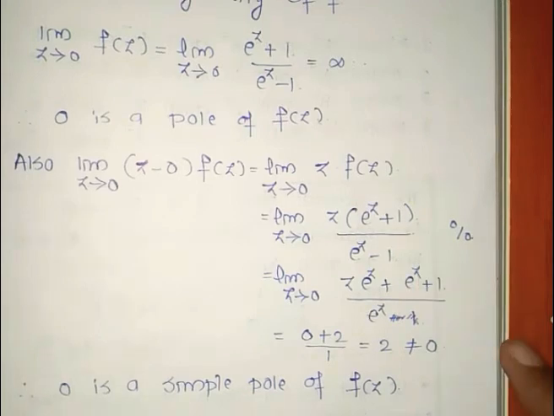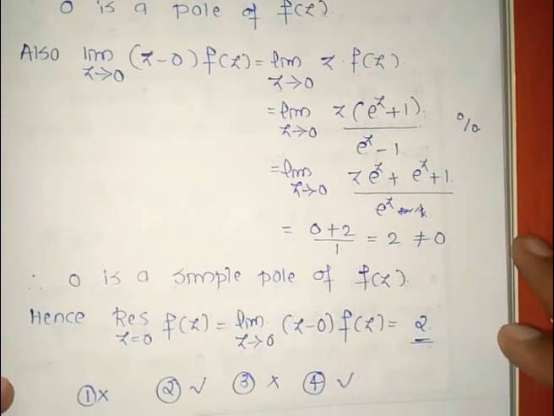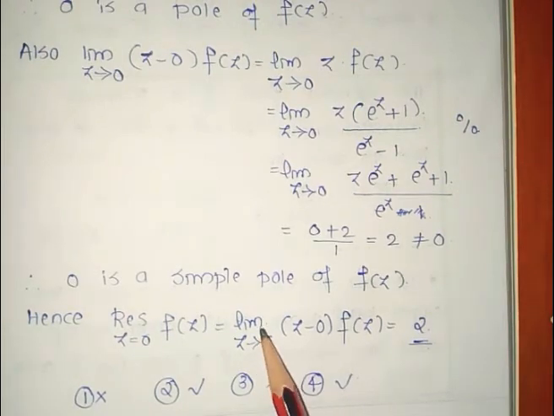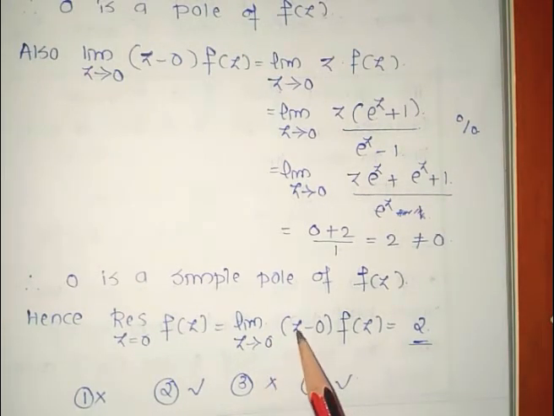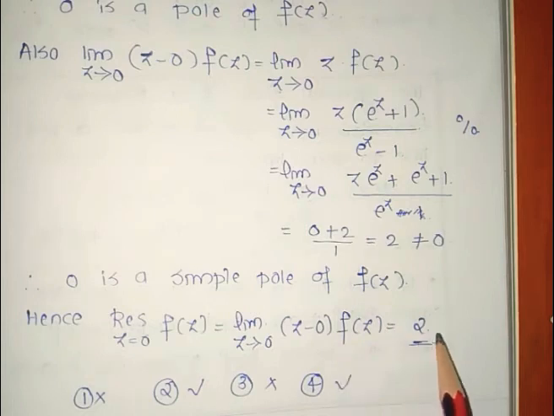So by the above note, we can compute the residue of f(z) at z = 0, which is equal to the limit as z tends to 0 of (z − 0) f(z), which is equal to 2. We can already compute this directly, so the residue of f(z) at z = 0 is equal to 2, and 0 is a pole of f(z).